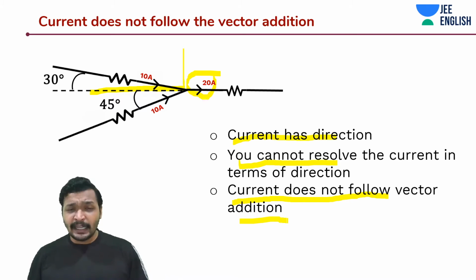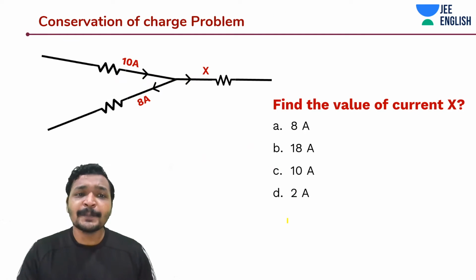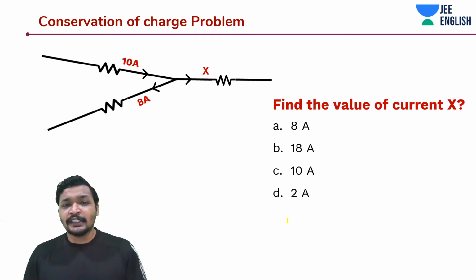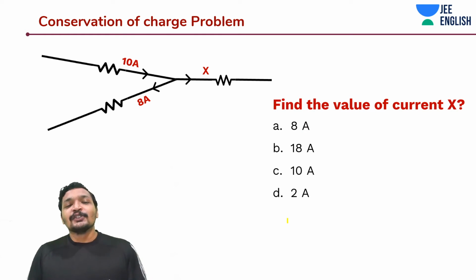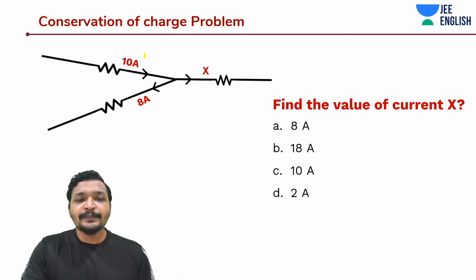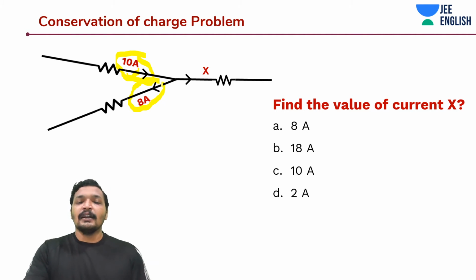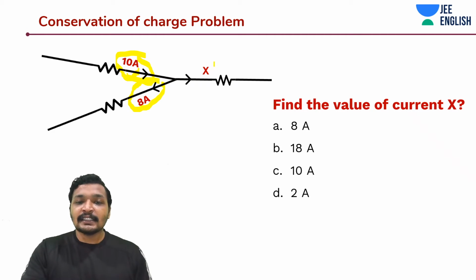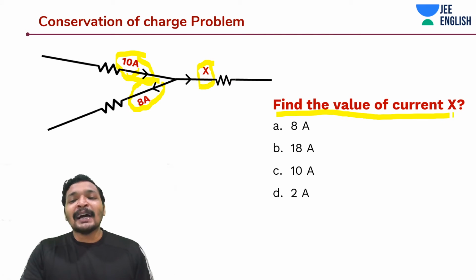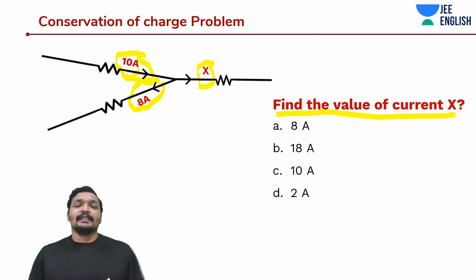But before that, again, we'll do a confuse me challenge problem, guys. Or I think it's a conservation of charge problem, but this also is a confuse me challenge problem if you carefully notice it. So the 10 amperes is flowing in, and there is 8 amperes flowing over there. Then find the value of X, where X is the current. Okay. So what is happening over here? How do you find out the X? You have to conserve the charge.